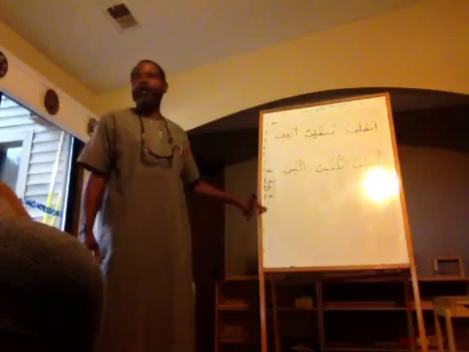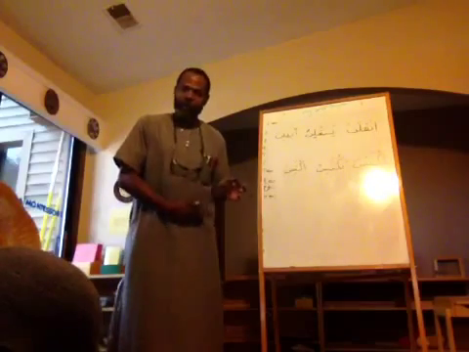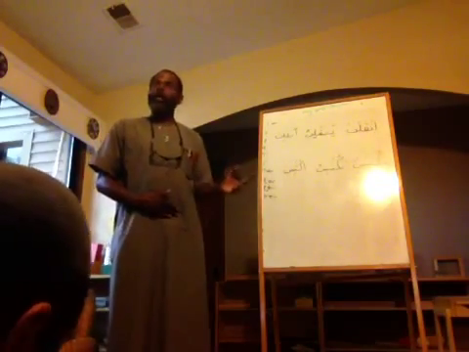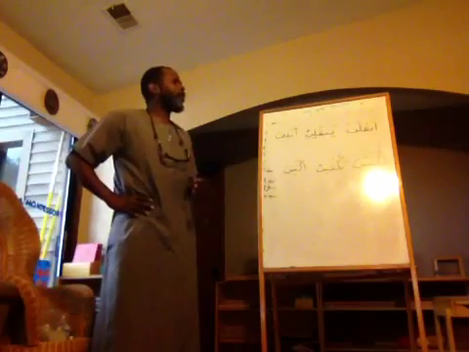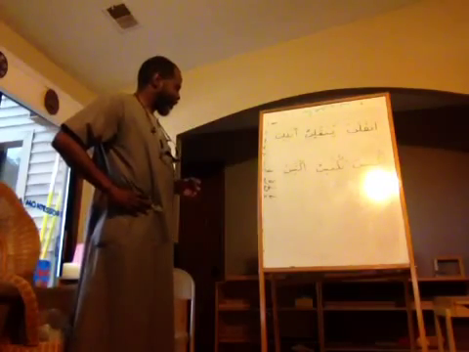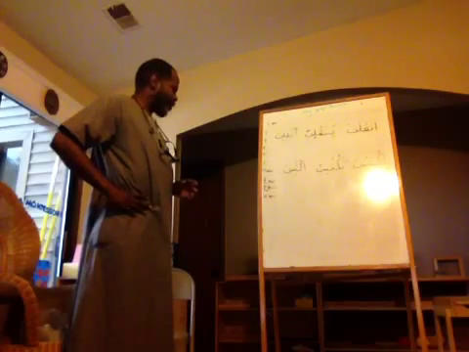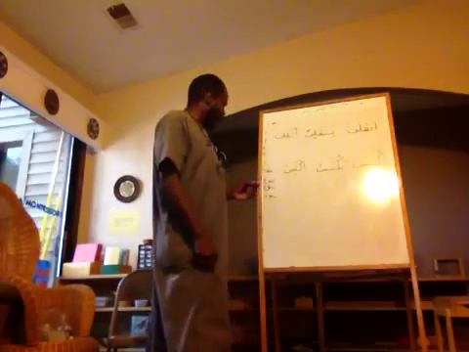Okay, so we're going to go to Form 10 now. The thing about Form 10 is it has 3 extra letters. Okay, 3 extra letters. So an example for a Form 10 verb that we may use, we'll use another verb first. Yeah, we use that one because I don't want to use the weak verb yet. Okay. So we have a verb like istaghfara.